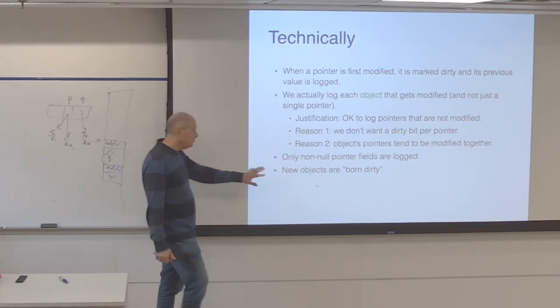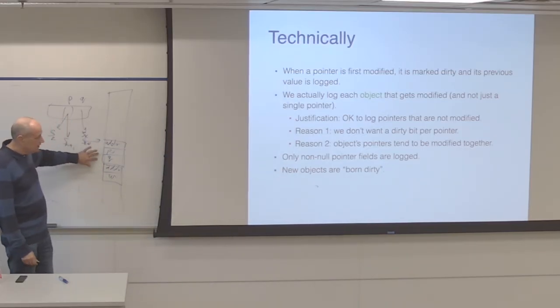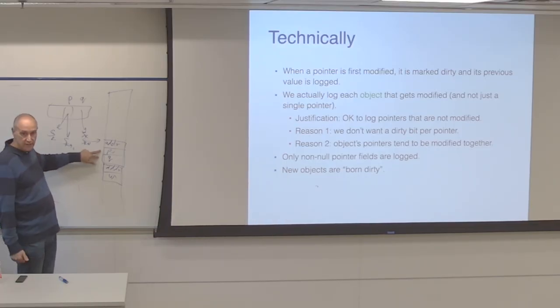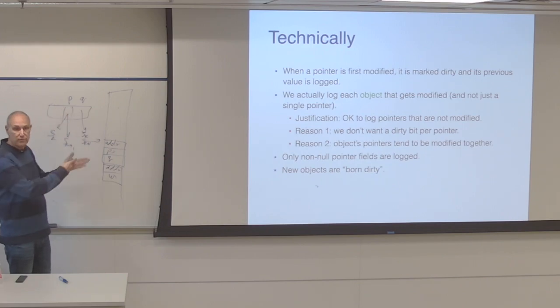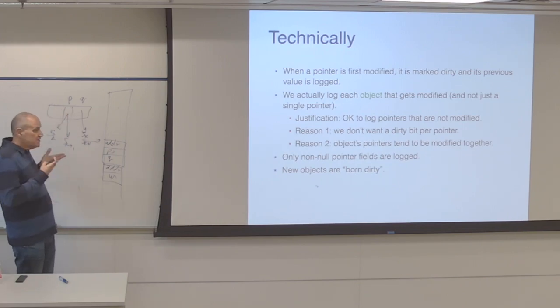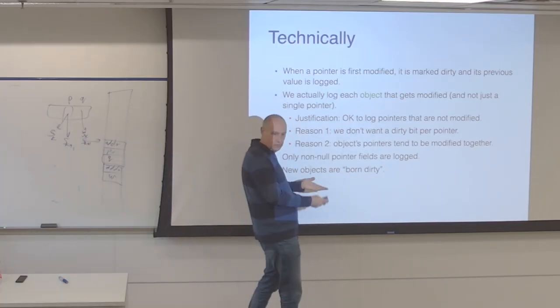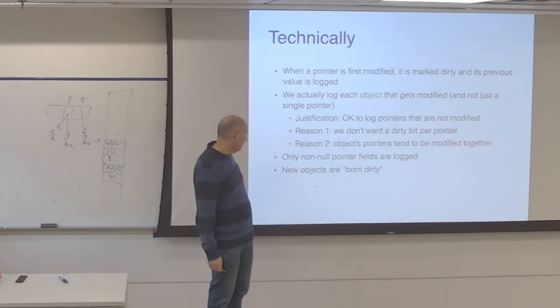Okay, and I need to log here only non-null pointer fields. So I need to record the old values of pointers. I put it here. If it's null, I don't really need to put it here. If it's not a pointer, I don't care about it. If it's an integer, I will not record the previous values. I only care about pointers.